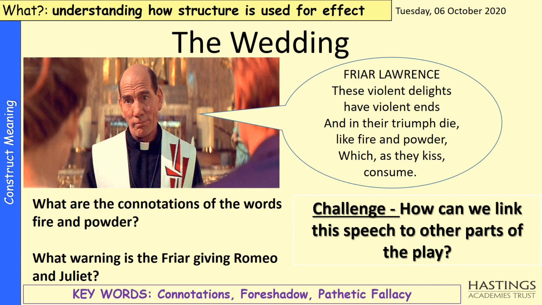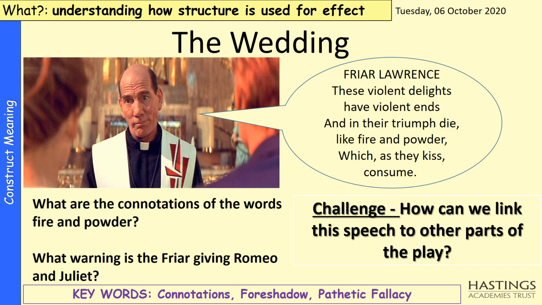I'd like you to answer the questions on the screen there. So the first one, what are the connotations of the words fire and powder? So connotations is what we associate with those two words. And then the second question, what warning is the friar giving Romeo and Juliet? What is he warning them of? And then if you can, have a go at the challenge question. So pause the video now to do that, and then come back and we'll go through it.